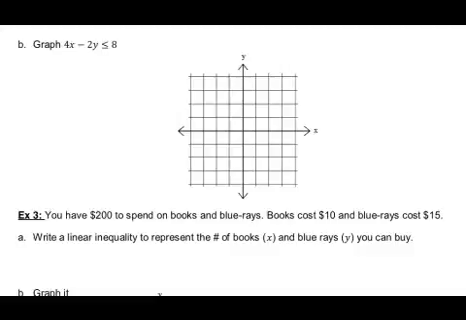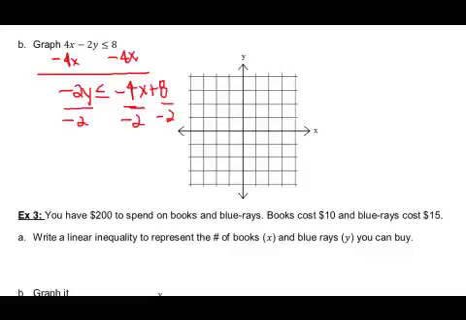So let's change this to slope-intercept form. To change this to slope-intercept form, remember we want y equals, so we want to move 4x first. So we have negative 2y is less than or equal to negative 4x plus 8. And then last, we're going to divide by negative 2. Remember, we have to divide everything by negative 2. And if we divide by negative 2, we also have to flip our symbol. So this is y is greater than or equal to a positive 2x minus 4.